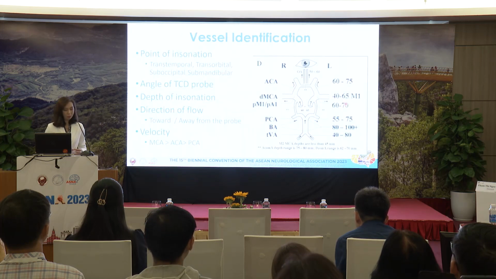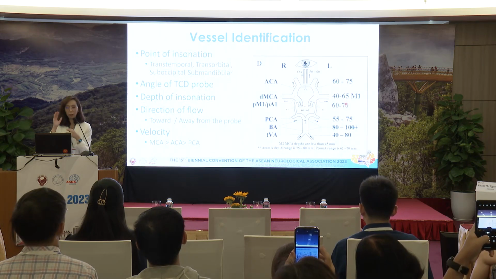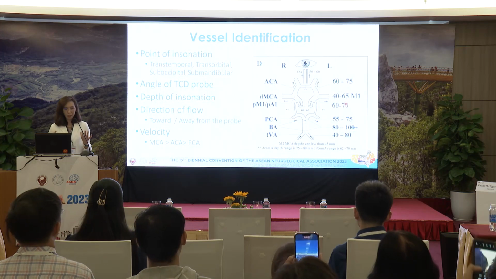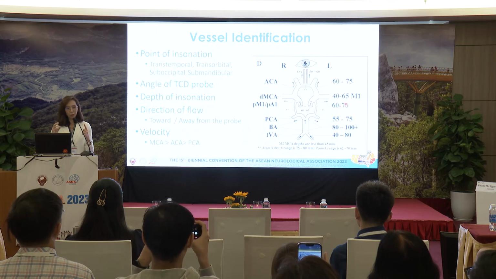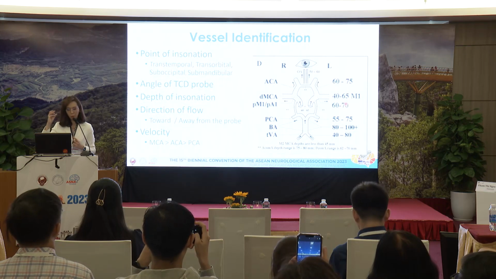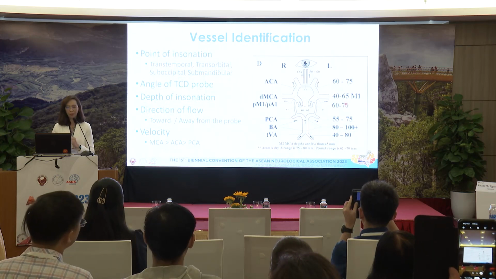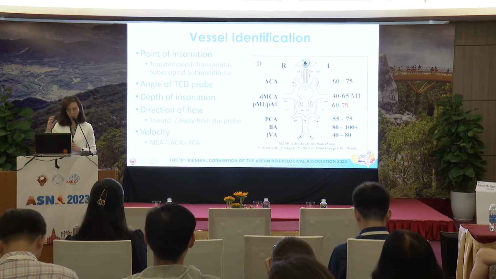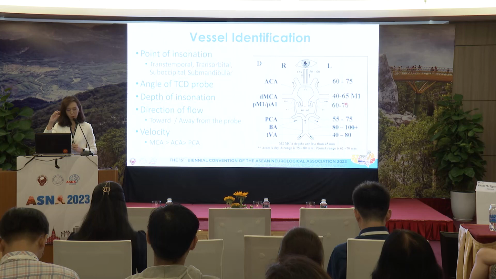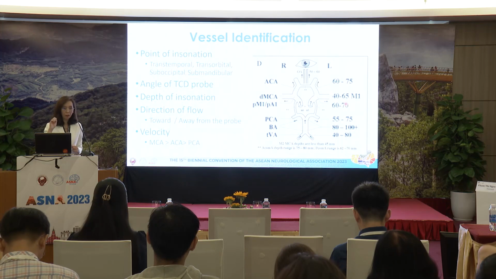Since it's blind, we have to identify the blood vessel. So how can we know which vessel we are looking at? The first thing is which window you are looking at. You have to know which window you are putting your probe on. When you look at the tracing, you need to find out which window you are looking at: transtemporal, orbital, or occipital. And then the angle of the probe, it's just a minor movement of the probe that you will find the vessel. And the next one is the depth of the insonation.